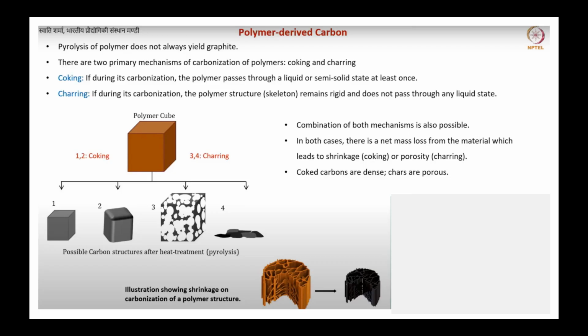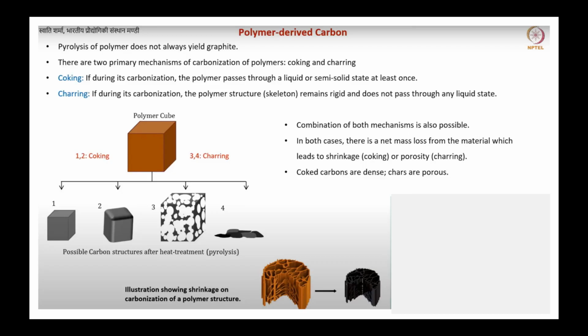So now the polymer derived carbon. Here the pyrolysis of polymer does not always yield graphite. There are two primary mechanisms of carbonization of polymer: coking and carrying. Coking is when during its carbonization the polymer passes through a liquid or semi-solid state at least once. And carrying is when during carbonization the polymer structure remains rigid and does not pass through any liquid state. The combination of both mechanisms is also possible. In both cases, there is a net mass loss from the material which leads to shrinkage or porosity.